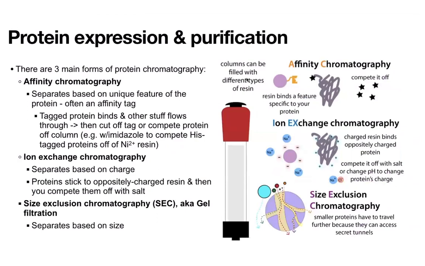So there are three main types of protein chromatography, and you don't need to know all the details. You don't need to know specific column names or that sort of thing. But you should know that there are these three main forms: affinity chromatography, ion exchange chromatography, and size exclusion chromatography, which we also refer to as gel filtration.